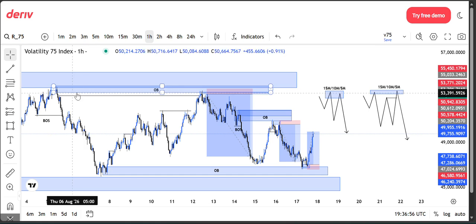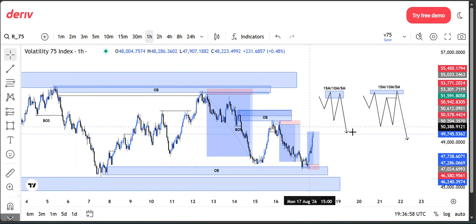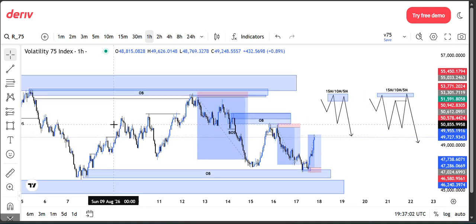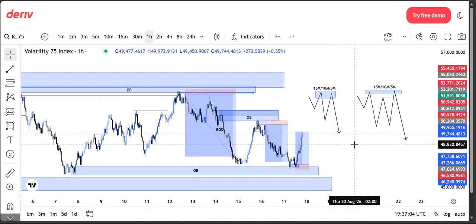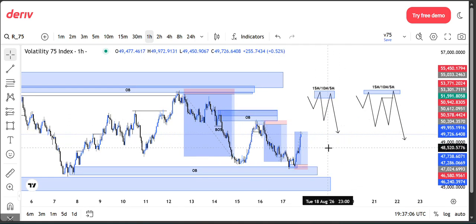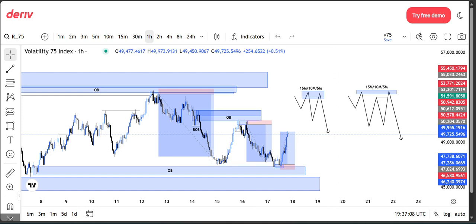Repeating that same pattern, trust me, it's going to make you master the market, and it will give you more wins in your trades.